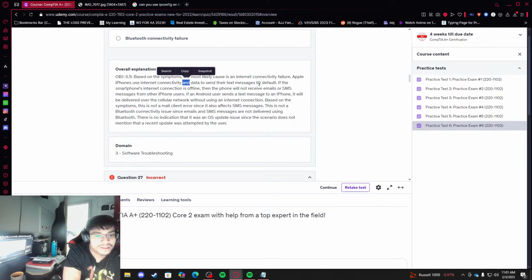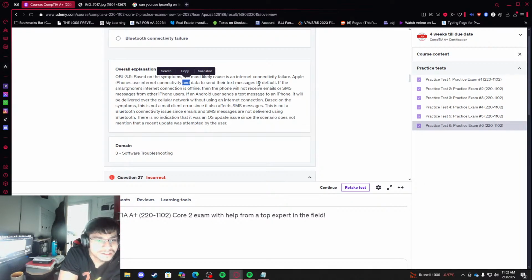Apple iPhones use internet connectivity to send their messages by default. If the smartphone's internet connection is offline, then the phone will not receive any emails or SMS from other iPhone users. If an Android sends a text message to an iPhone, it will be delivered over the cellular network without using an internet connection.